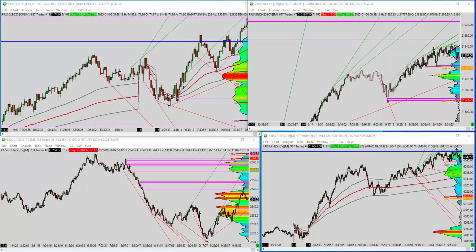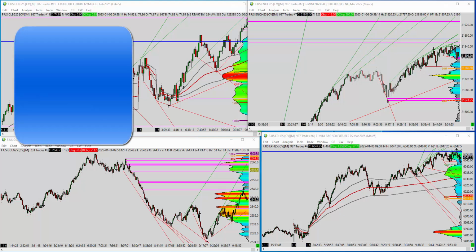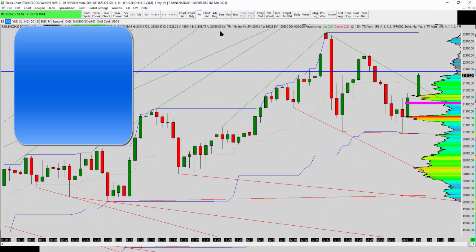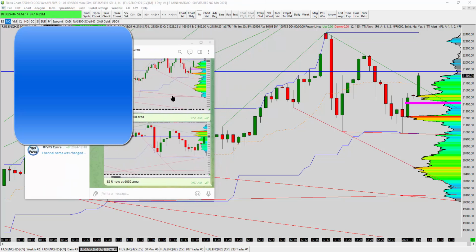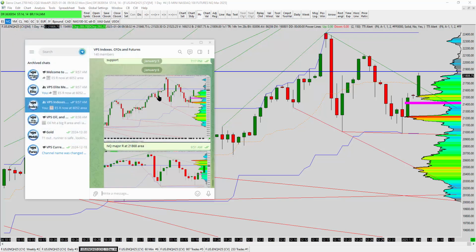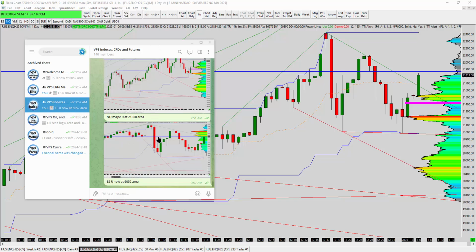Let me introduce you to the anticipate, confirm, execute strategy. Confirmation is key to every trade. I just noticed that the Nasdaq as well as the ES are approaching resistance. In fact, I posted to all my members that the Nasdaq is approaching a resistance. It's January 6th, and as you see, it's now 9:51 a.m. I also posted that the ES already tested the resistance. All I'm waiting for is confirmation.